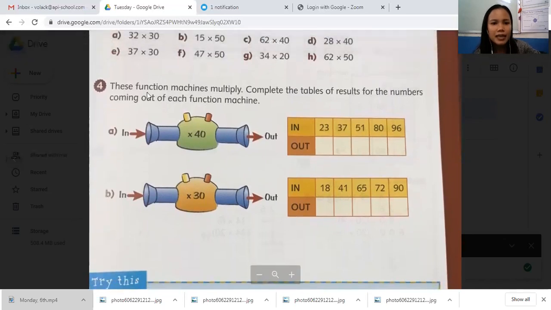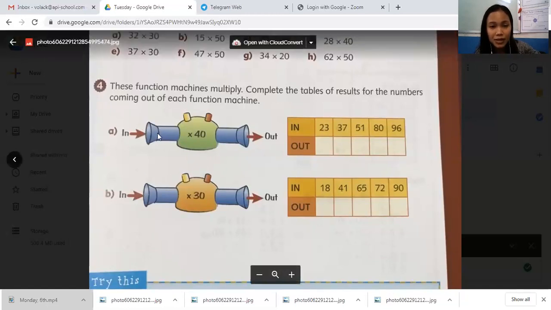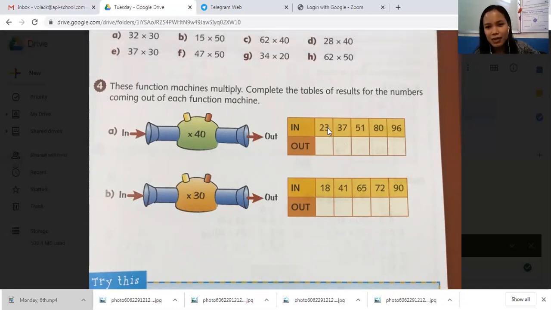Number 4, this function machine, multiply. Complete the tables of results for the numbers coming out of each function machine. So this is like a machine. It's not a time machine, but a math machine for you. Function. So this one, we have the numbers going in for you, 23, 37, 51, 80, and 96. And out here, you're supposed to write the answer.